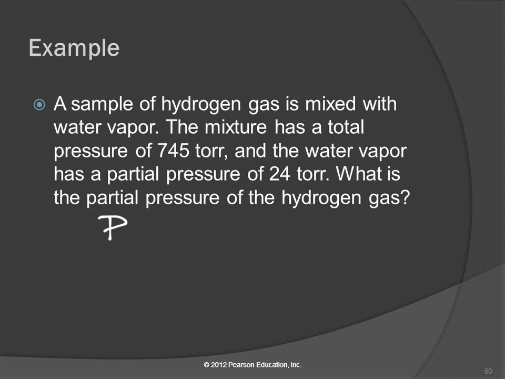So the total pressure equals the pressure of the hydrogen plus the pressure of the water vapor. That's Dalton's law. The total pressure equals the pressure of each individual gas. What are we trying to find? The partial pressure of the hydrogen gas, right? So this guy.